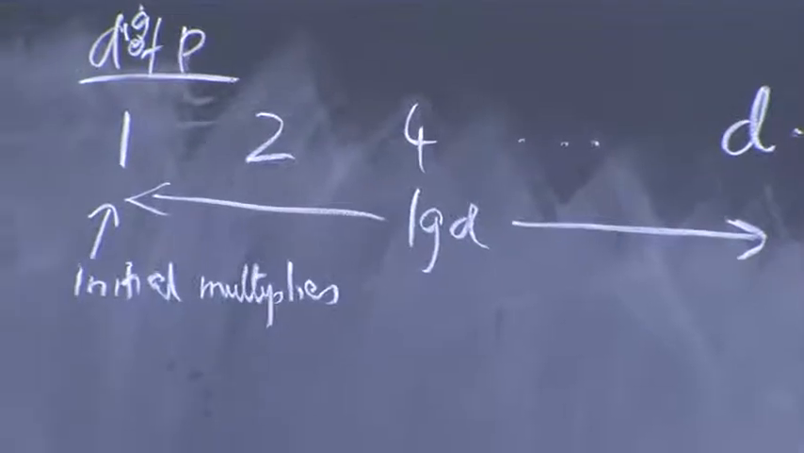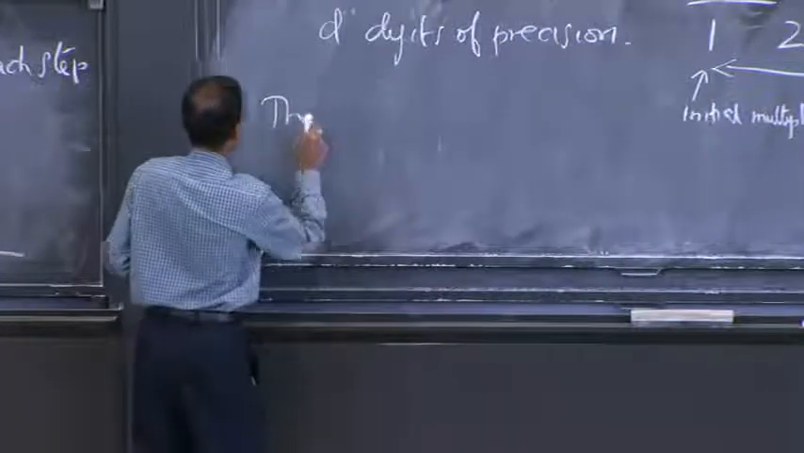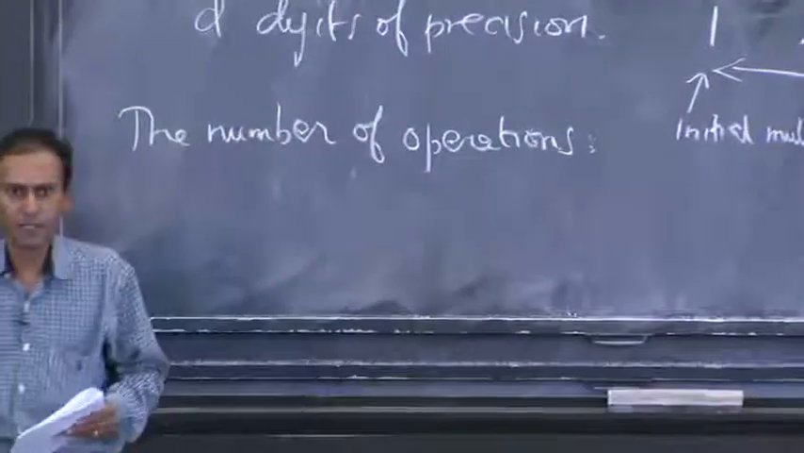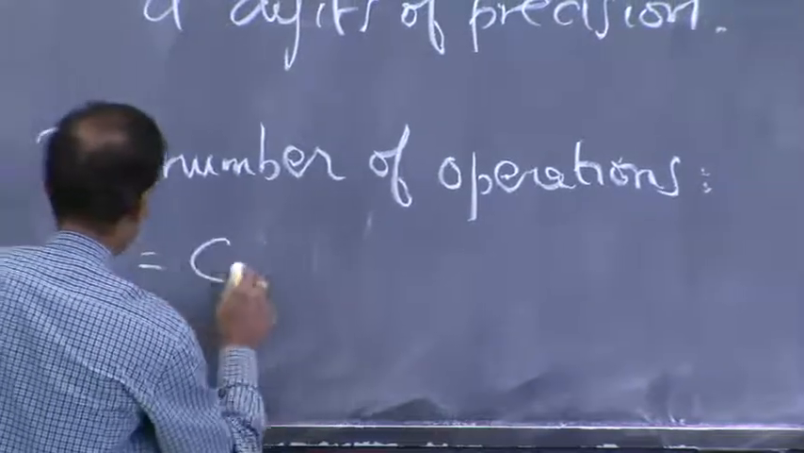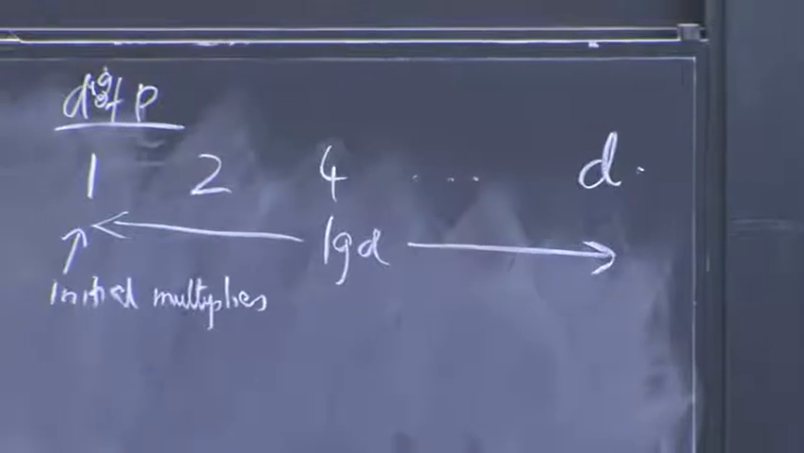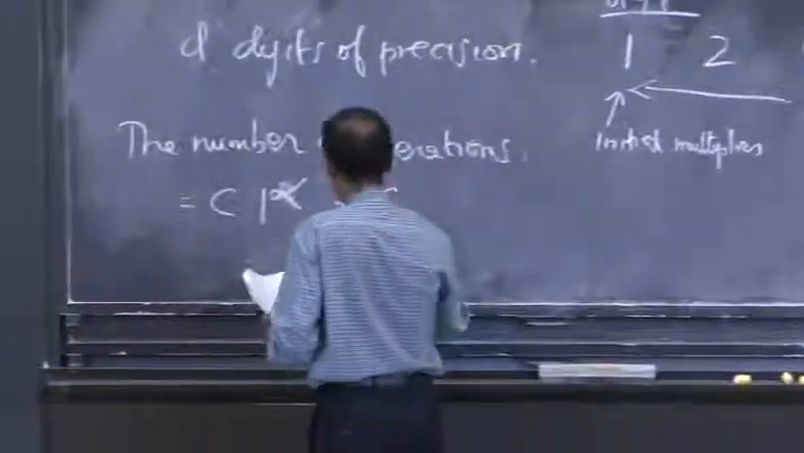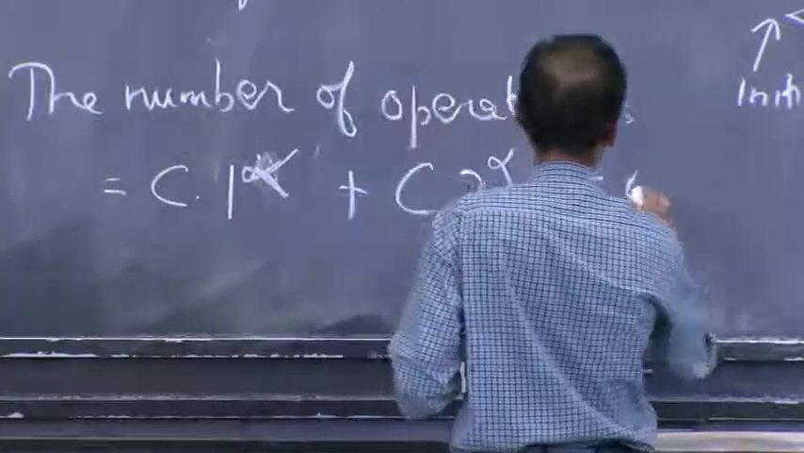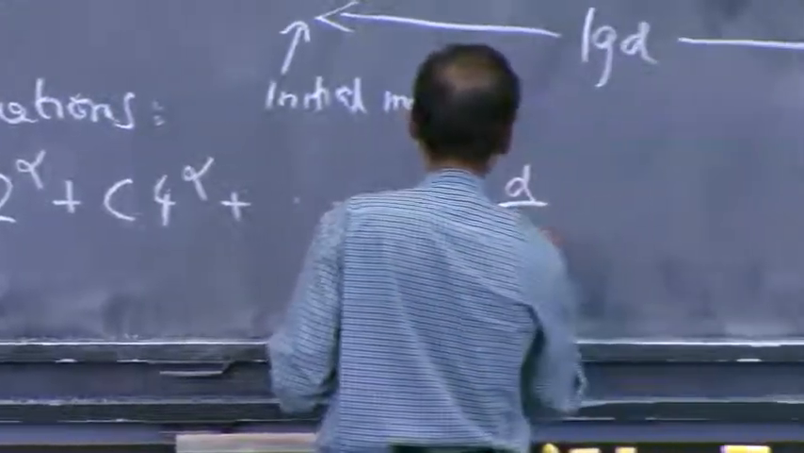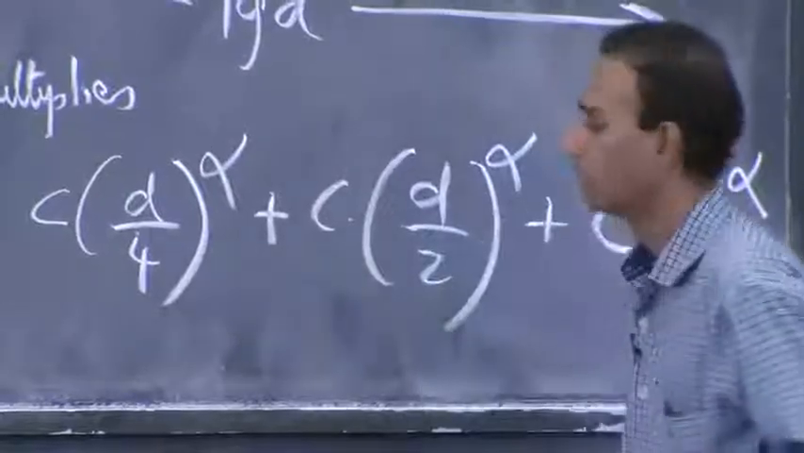So if I have n raised to alpha, I want to write an equation, and I don't want to use theta here. I'm going to use constants because I want to add up constants, and it's a little iffy when you add up thetas. You need to be looking at constants. For the very first iteration I have something like c times 1 raised to alpha, because it's just a single digit of precision. The next one, I'm using the same algorithm, so this is c times 2 raised to alpha, c times 4 raised to alpha, and then out here, c times d by 4 raised to alpha plus c times d by 2 raised to alpha plus finally c times d raised to alpha.